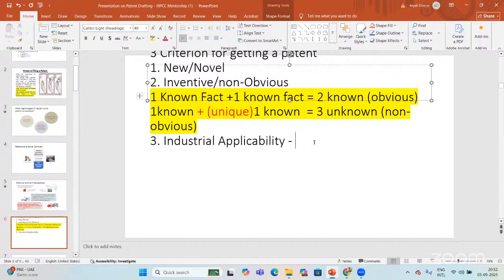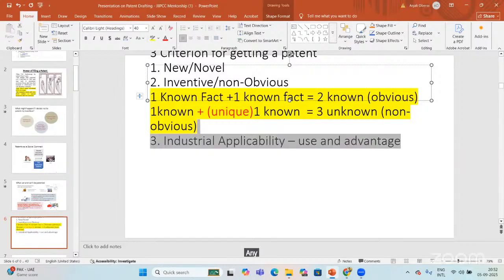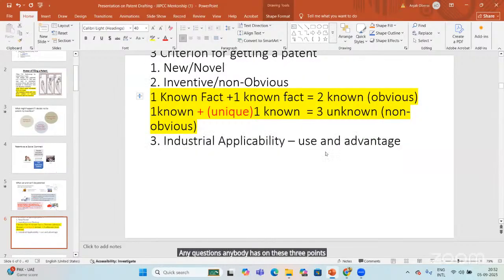Any questions? Any questions anybody has on these 3 points? I don't think anyone has any, sir.